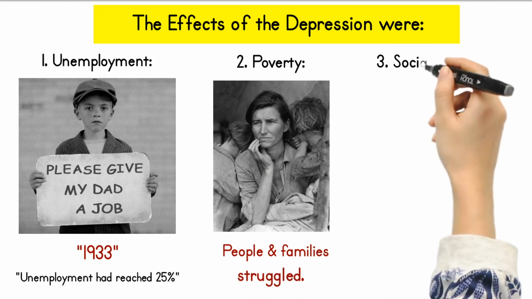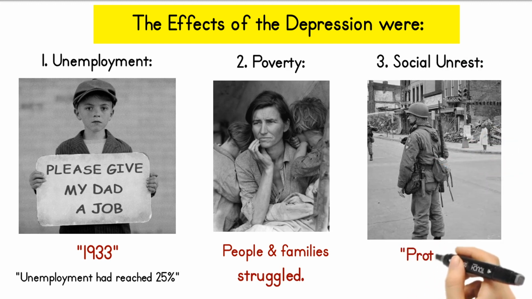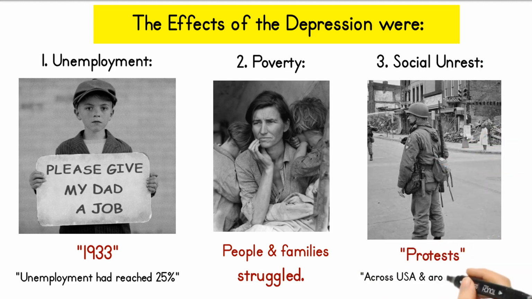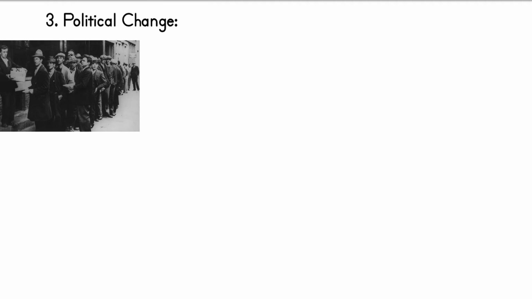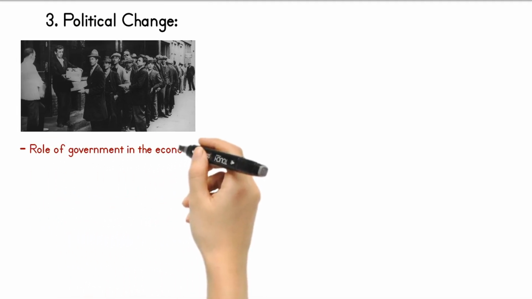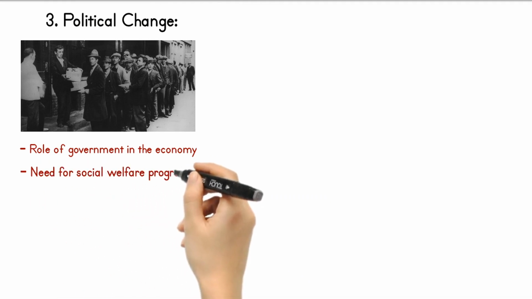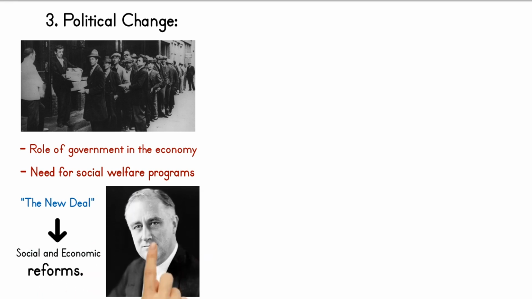Social unrest. The Great Depression led to social unrest, with protests and demonstrations taking place across the United States and around the world. Political change. The economic crisis led to significant political change as people began to question the role of government in the economy and the need for social welfare programs. The New Deal, a series of social and economic reforms enacted by President Franklin D. Roosevelt, was one such response to the crisis.